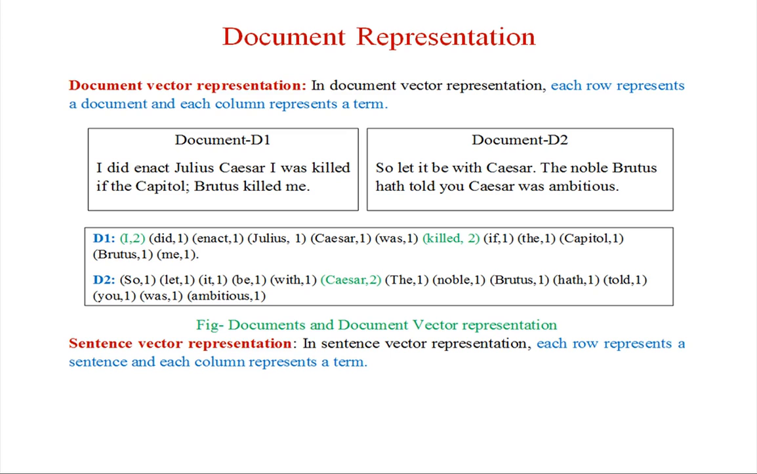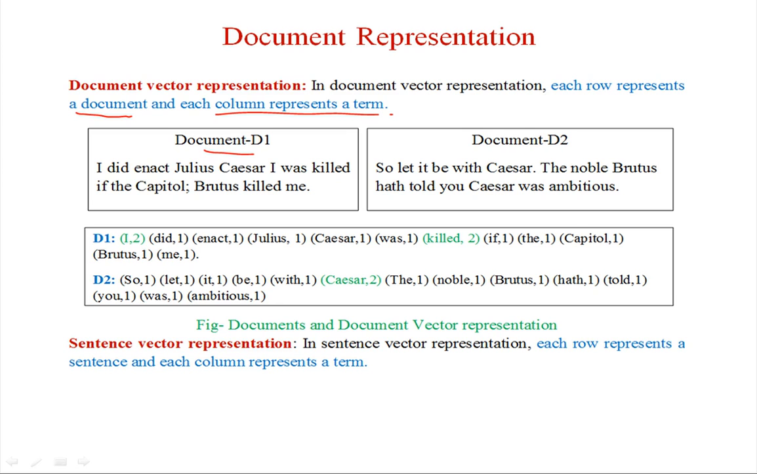Actually, here we will go through the document vector representation and sentence vector representation. In document vector representation, we represent a document as a matrix where each row represents a document and each column represents a term. For example, in this document D1, there is a sentence like I did enact Julius Caesar, I was killed in the Capitol, Brutus killed me, like that. Similarly, document D2 contains some sentences.